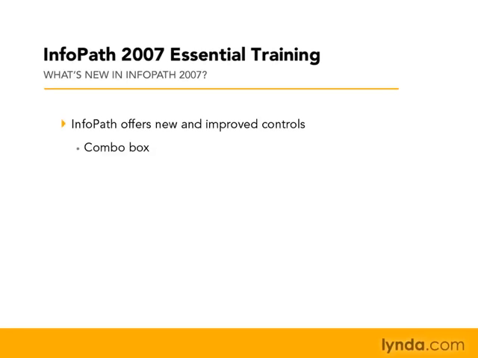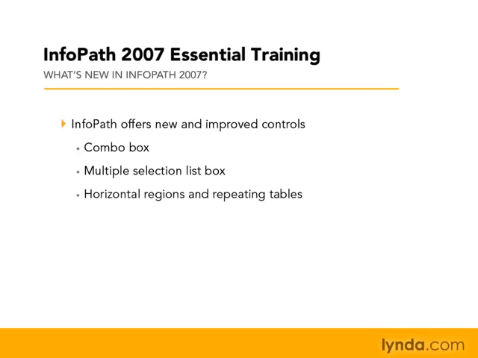Also new in version 2007, new and improved controls. Let's talk about combo boxes. Now you can not just select from a list, but you can add to that list using a combo box. There's the multiple selection list box as well that we're going to be looking at later. It lets you select more than one item from the list. Horizontal regions and repeating tables allow you to resize areas when the form is resized, so it all happens automatically. You can have two areas side by side. Expand or shrink down the form, and they expand and shrink with the form. And with the horizontal repeating tables, you're going to be able to allow users to add more than one column when they're filling out a form.